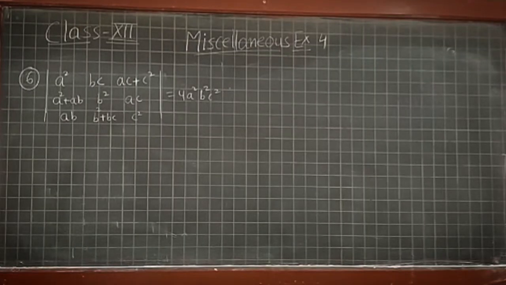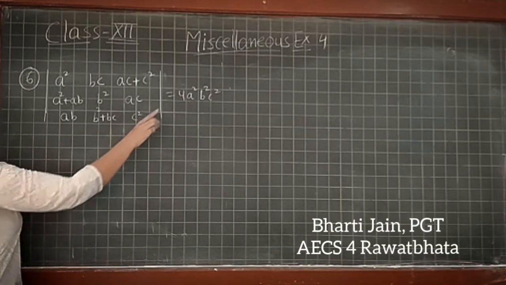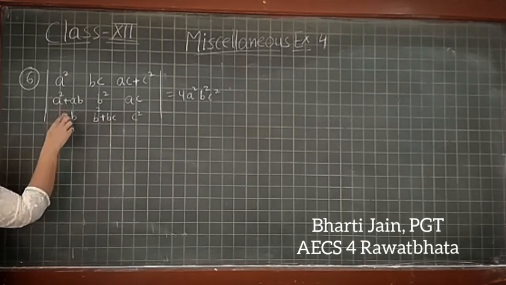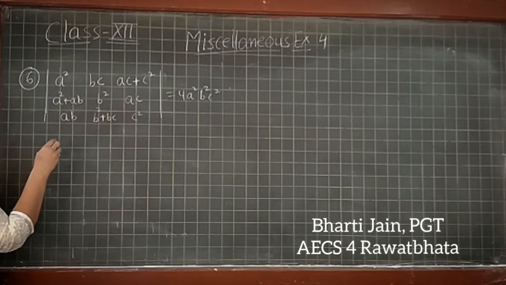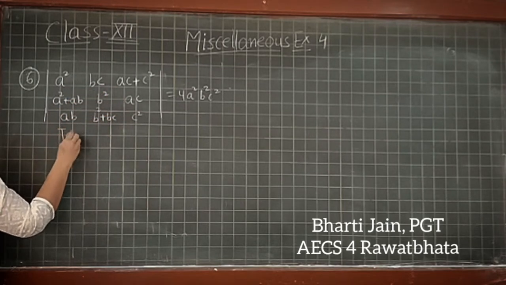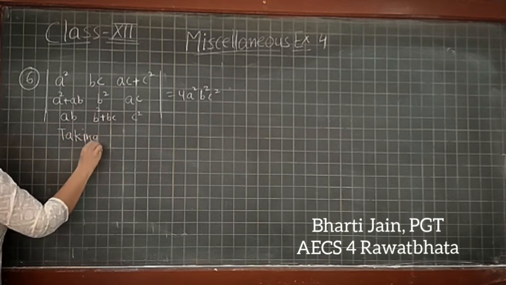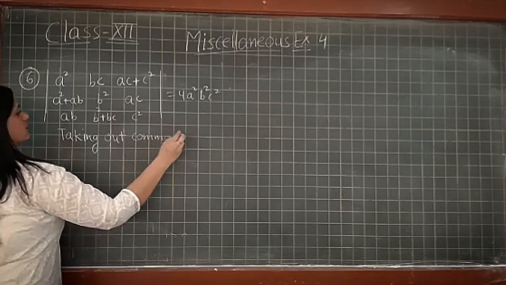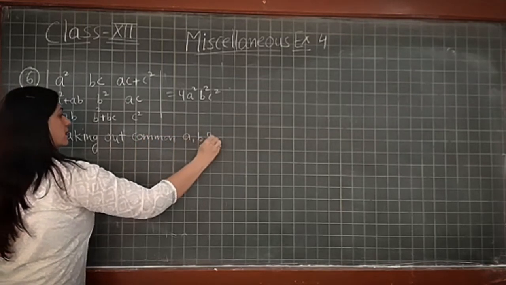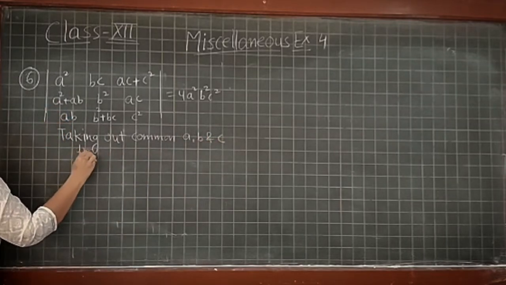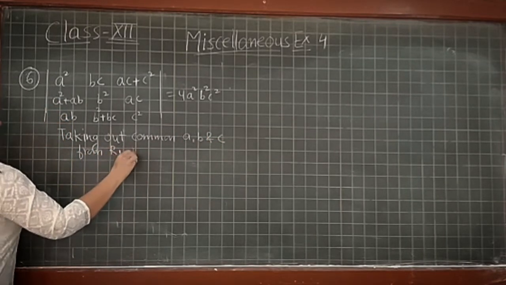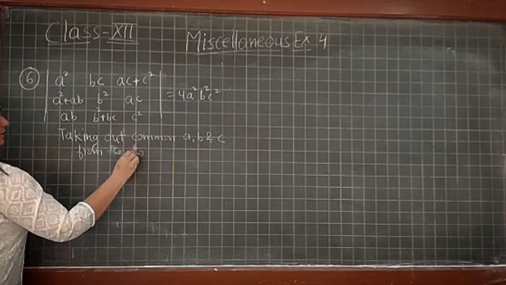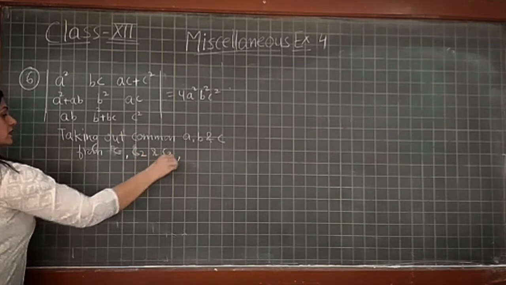Yes, now come to question number 6. In this you can see on the right hand side that we have common ABC. So you can take out common A, B and C from C1, C2 and C3. Taking out common A, B and C from C1, C2 and C3.